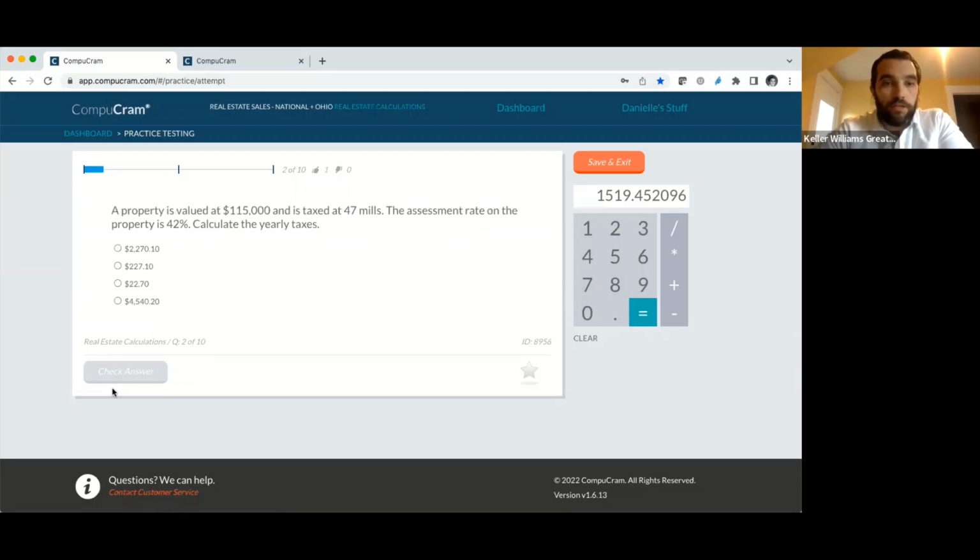Question number 2, a property is valued at $115,000 and taxed at 47 mills. The assessment rate on the property is 42%. Calculate the yearly taxes. Is it A, $2,270, B, $227, C, $22.70, or is it D, $4,540.20? So 2 more minutes on the clock for you guys to work through that one. You will have a question about mills on your exam.